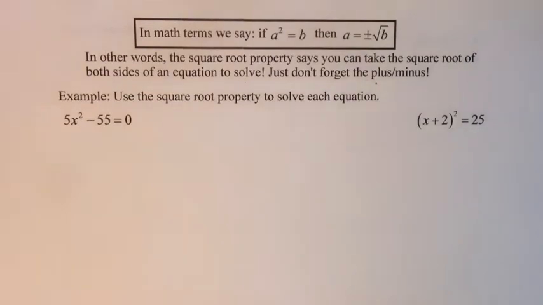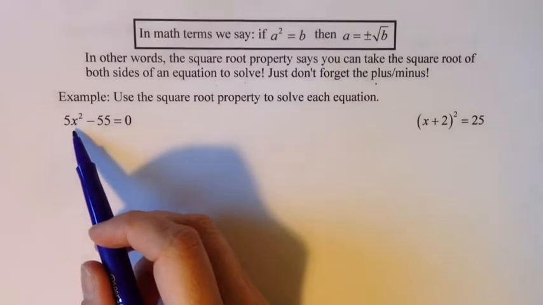In math terms, we would say if a squared equals b, then a equals plus or minus the square root of b. In other words, the square root property says that you can take the square root of both sides of an equation in order to solve it. Just don't forget the plus or minus. Let's do a couple of examples using the square root property to solve an equation.